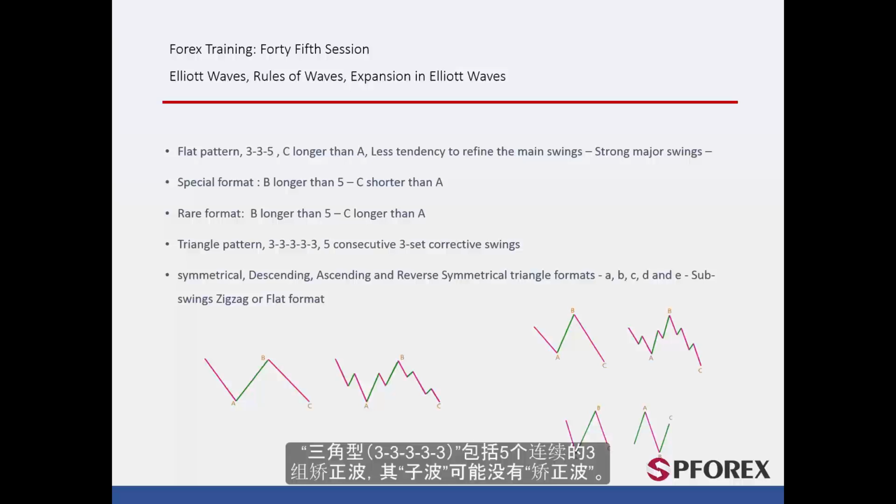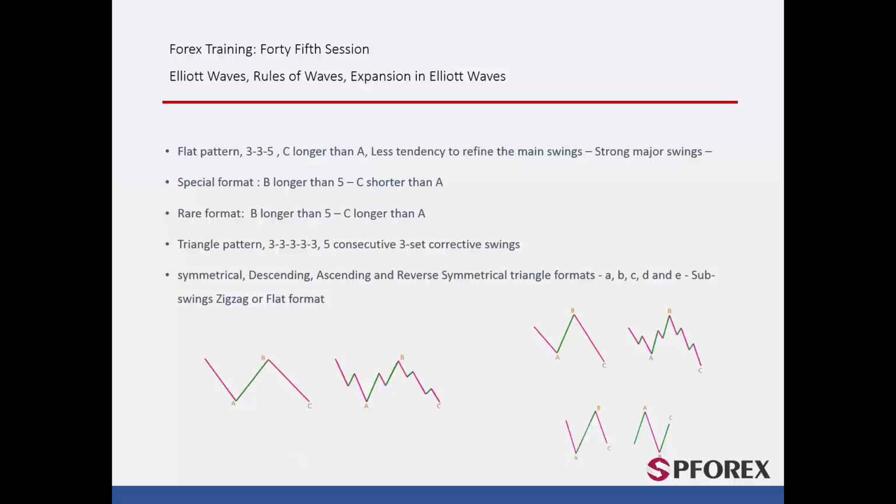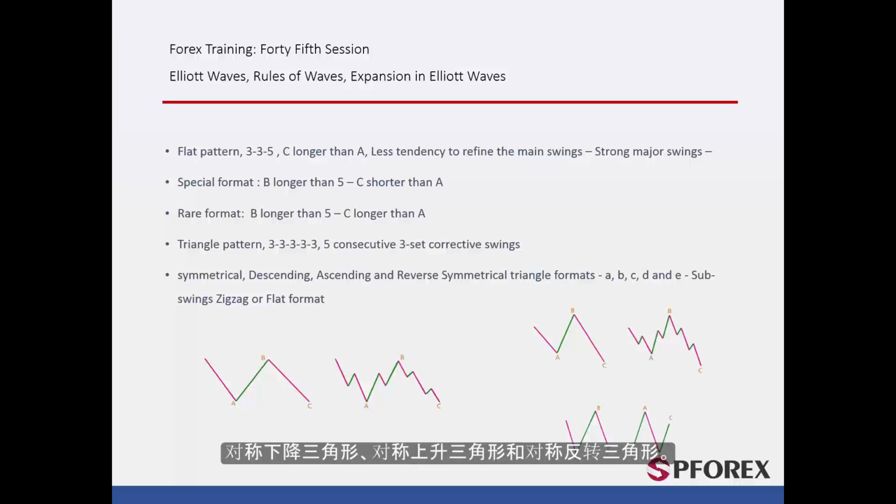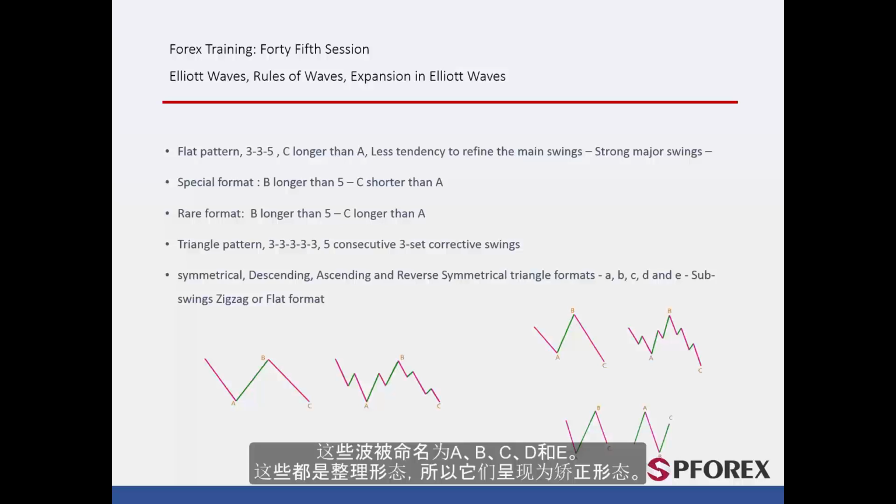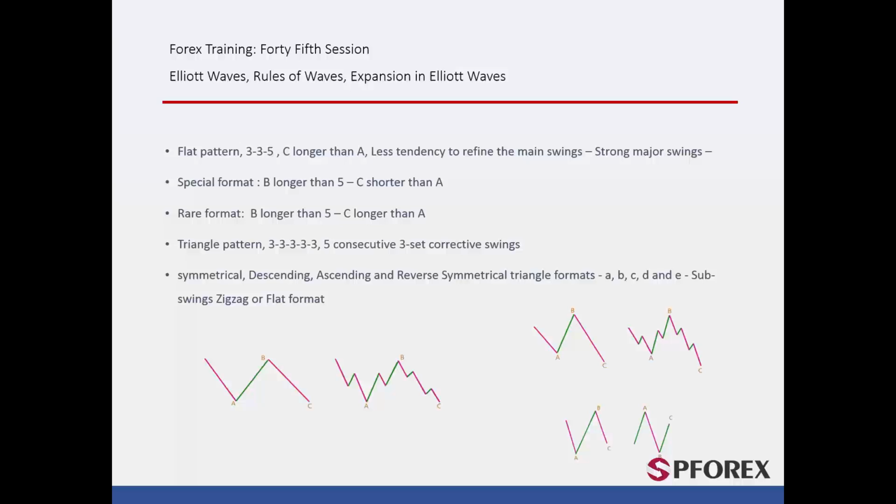Triangle pattern. 3-3-3-3-3 has 5 consecutive 3-set corrective swings. That subswing may not have a corrective pattern. Just like a triangle pattern, the consecutive waves and swings form symmetrical, descending, ascending, and reversal symmetrical triangle formats. Swings are named A, B, C, D, and E. Since these forms are continual patterns, they are present in corrective patterns. Wave B must be larger and longer than wave A.